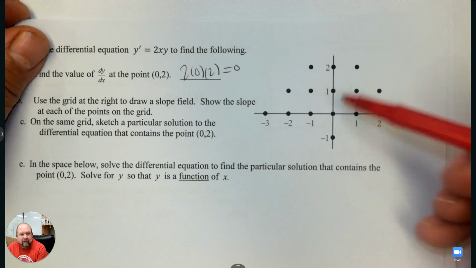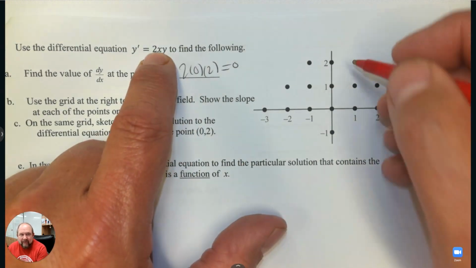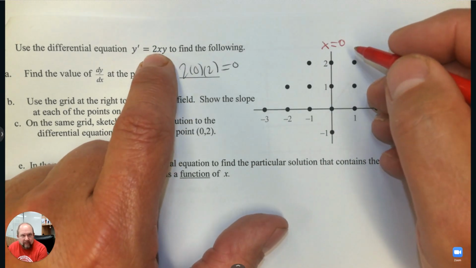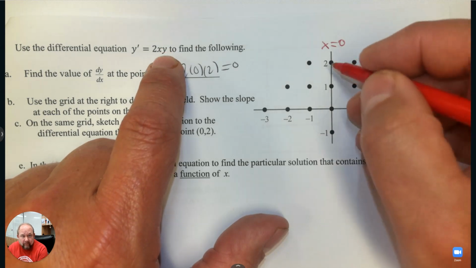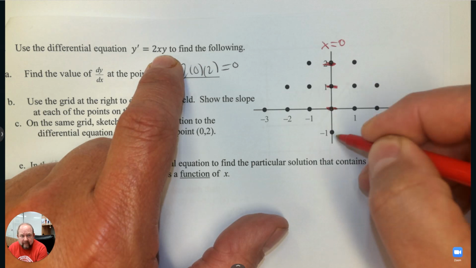I'm going to do it in red so you can see a little bit better. I am looking for patterns here, so I know when x is equal to 0, no matter what the value for y is, 2 times 0 times whatever is the answer is 0. So along here, the answer is going to be 0, which is a horizontal line.